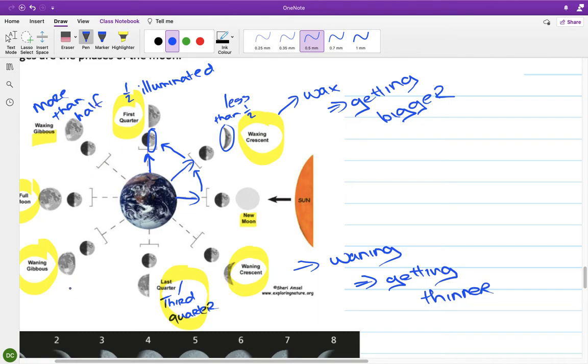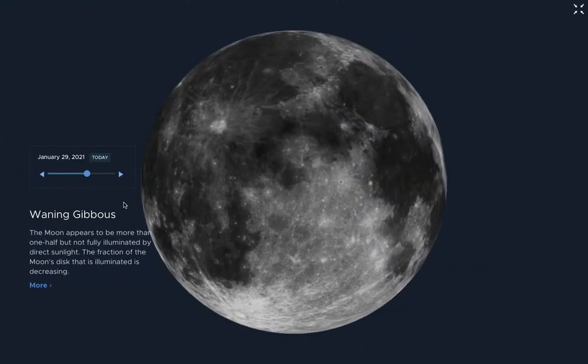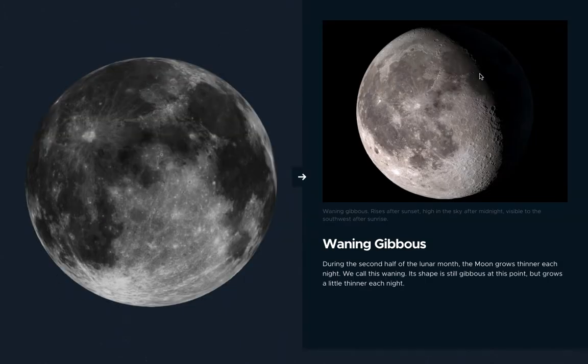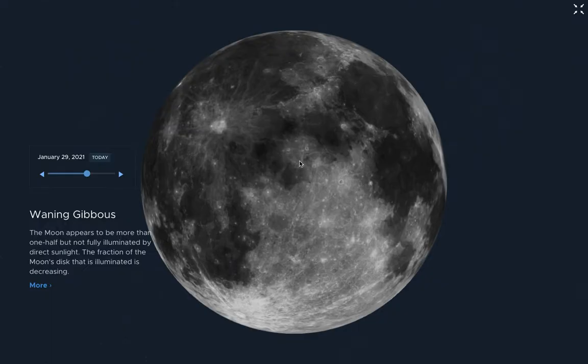So when you move around this side, it's exactly the same thing. It's more than half, half, less than half. It's decreasing. So they're waning. Okay, so the pictures look the same. You have more than half illuminated. The shape is called a gibbous. This is a waning gibbous, and it's going to grow a little thinner each night.